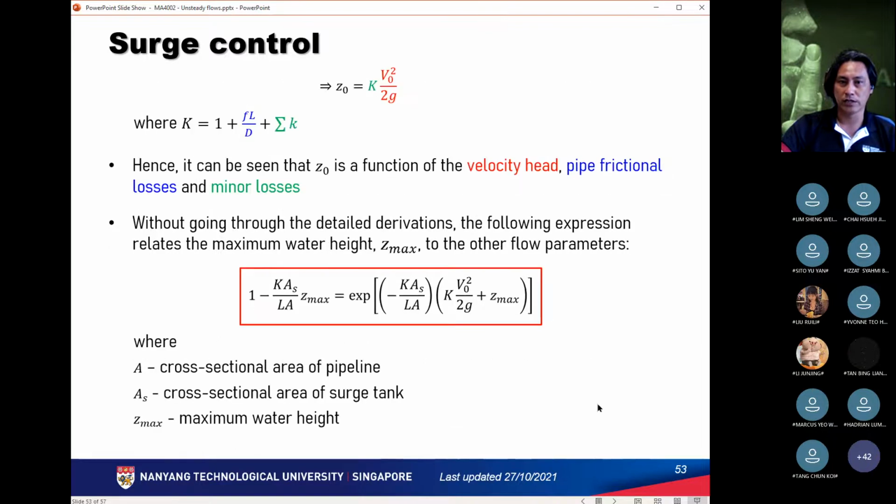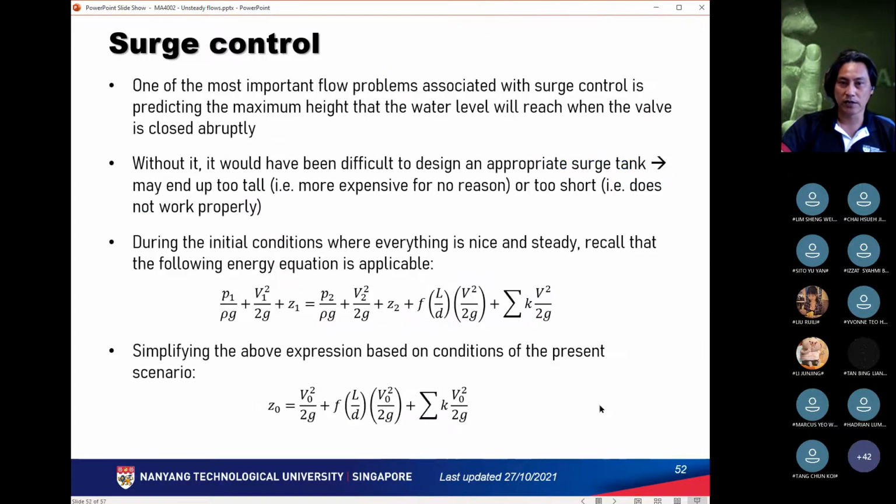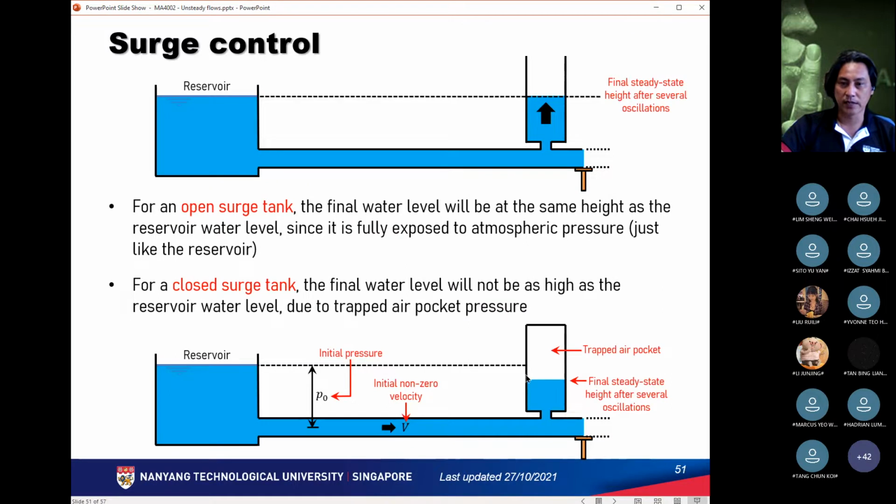Now, what is V naught? What is Z naught? Z naught is nothing but the water level in the surge tank, the height of the water level in the surge tank. Okay, hang on.